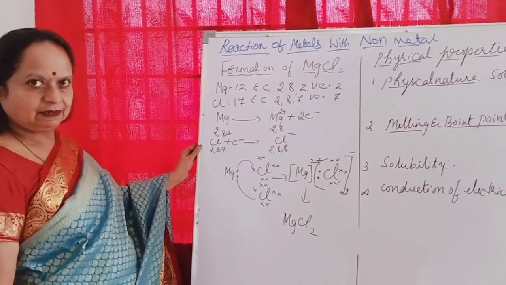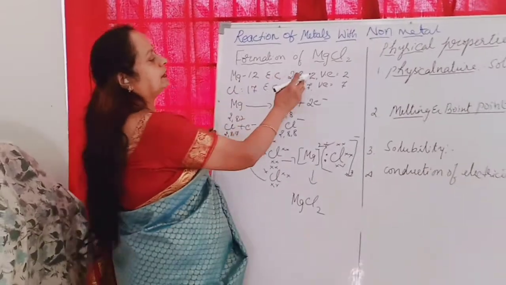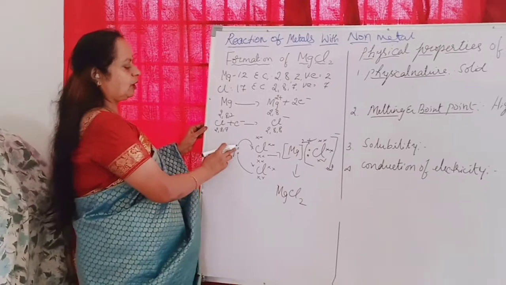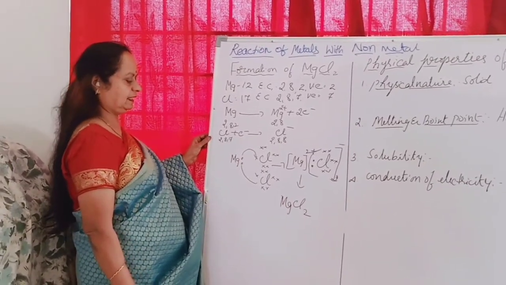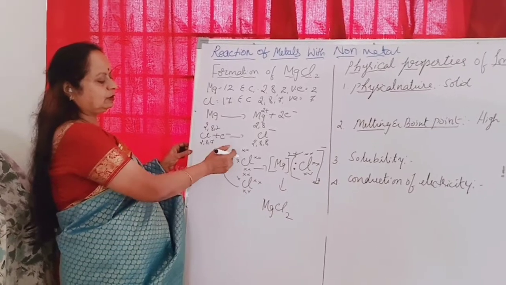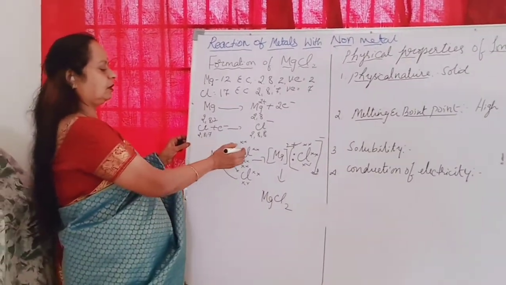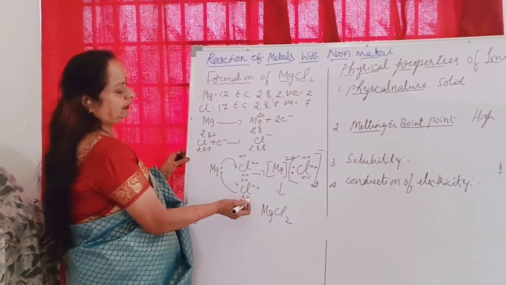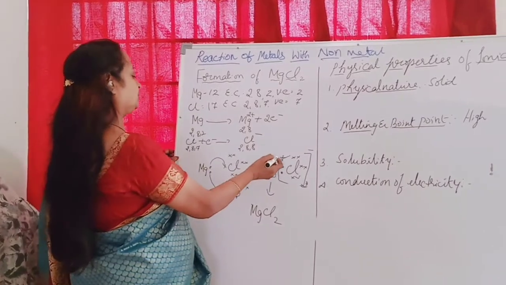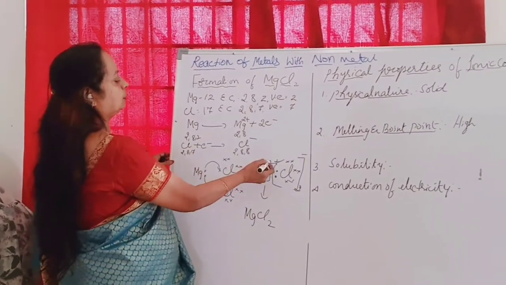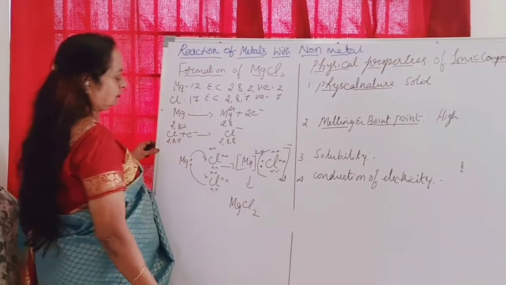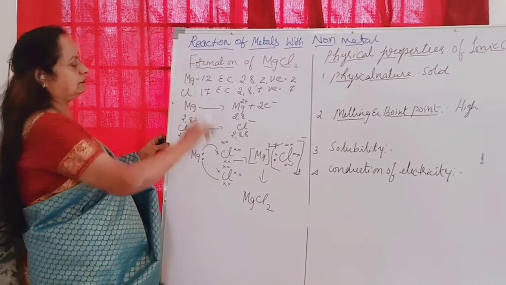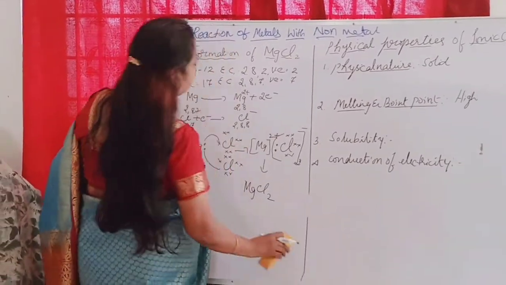Is it clear? So, what should you do? Write the electronic configuration. Then, the valence electrons. These dots indicate valence electrons. Magnesium loses 2 electrons. 1 electron goes to 1 chlorine atom. Another electron goes to another chlorine atom. So it becomes positive. It loses 2 electrons, 2 plus. Each chlorine gains 1 electron, minus. Cation and anion. So this is the formation of magnesium chloride.